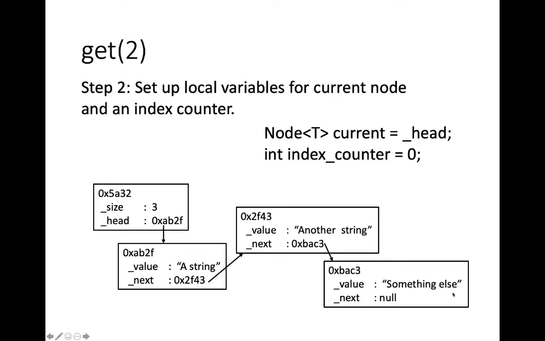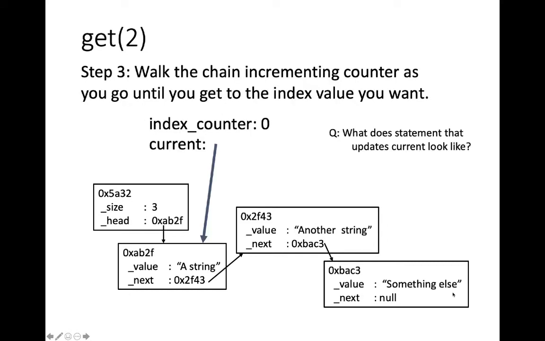And so now we want to walk the chain. What does that mean? We increment index counter as we walk, until the value of index counter equals the value of the index that we're looking for. Remember, in this example, we're looking for 2. So we start off in this situation, with index counter equal to 0, and the current node pointing to the head.